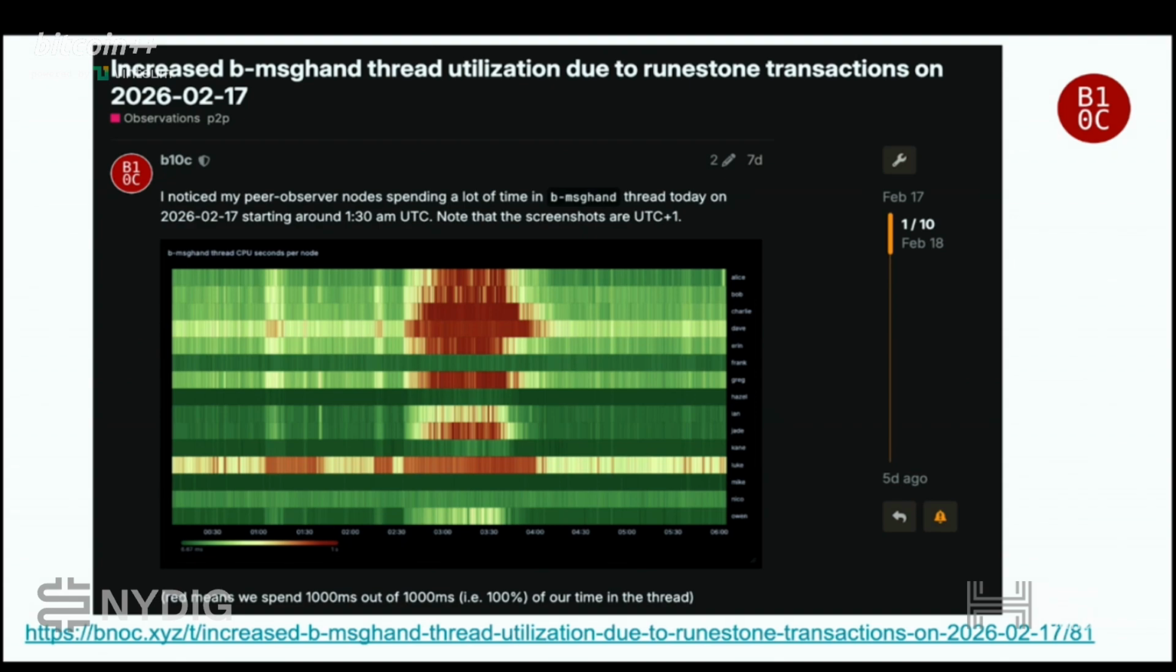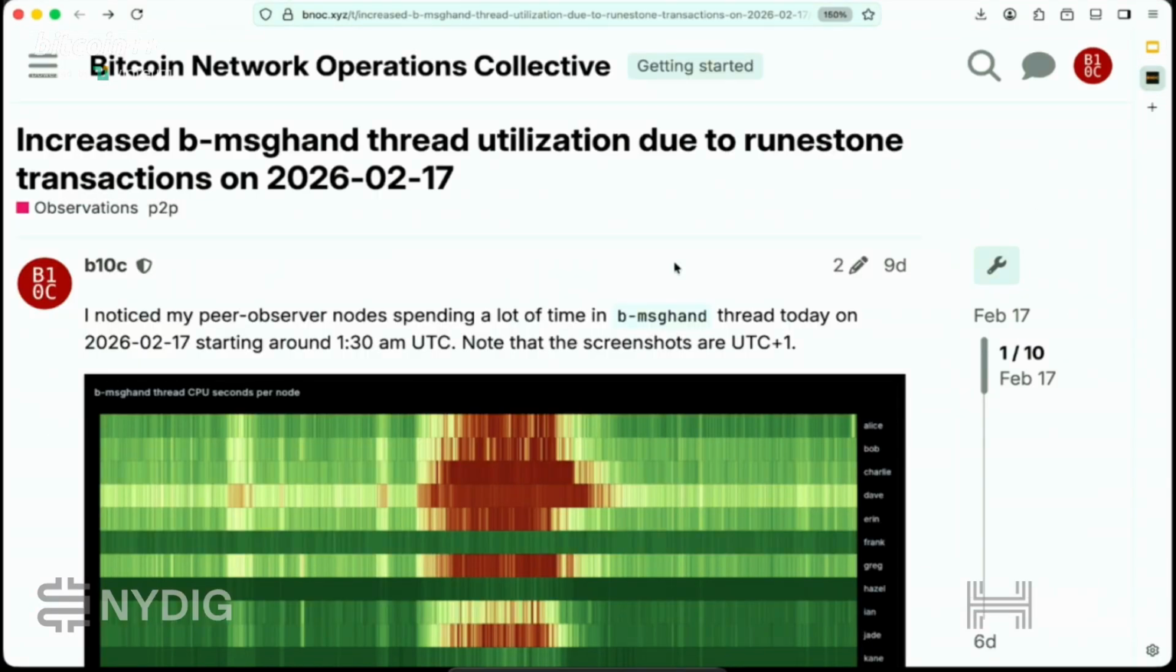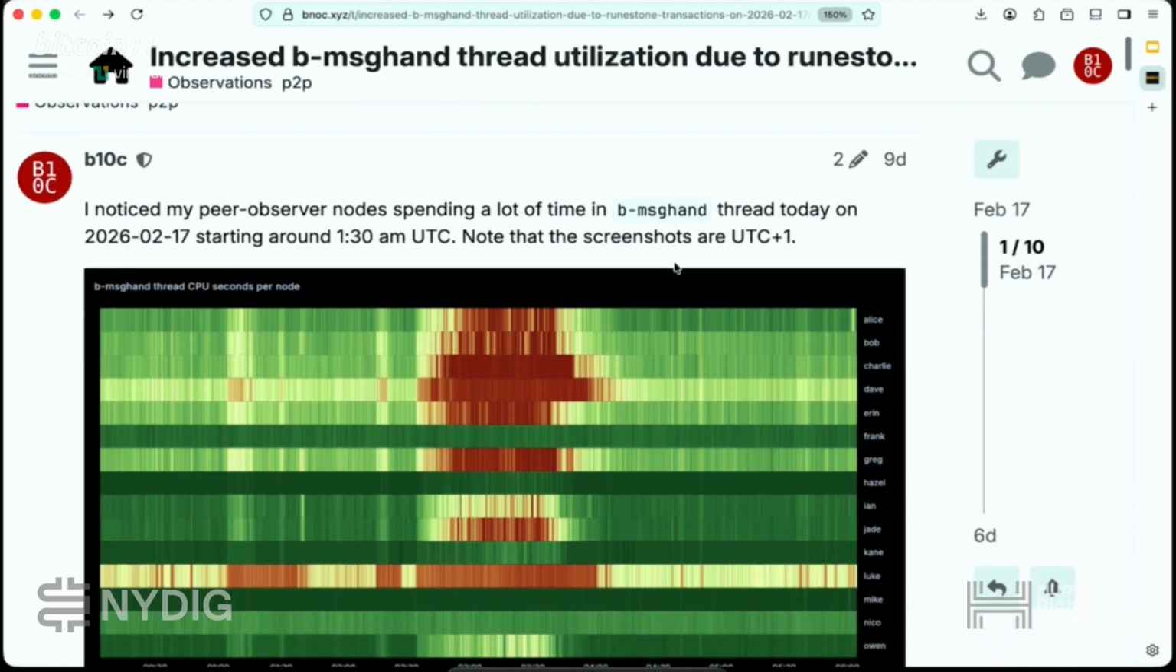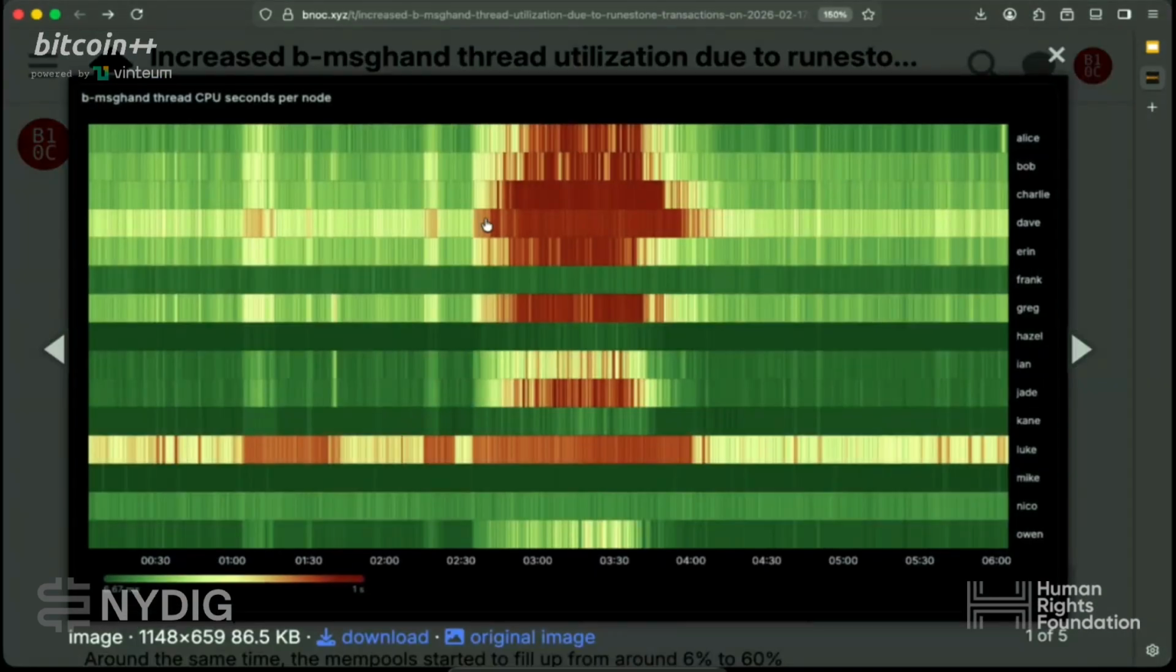While working on the slides for this, I actually looked at some of the metrics and posted them to the bnoc forum. And, well, I noticed the same bug happening again. It's not as critical, not as bad. But here I wrote this, like, 10 days ago, on the 17th, starting around, you see it in a second. So at around 1 a.m., 1:30 a.m. UTC, a bunch of my nodes actually spend a bunch of time in the bmessage hand thread. So red means bad here, green means okay. So there was definitely something going on.